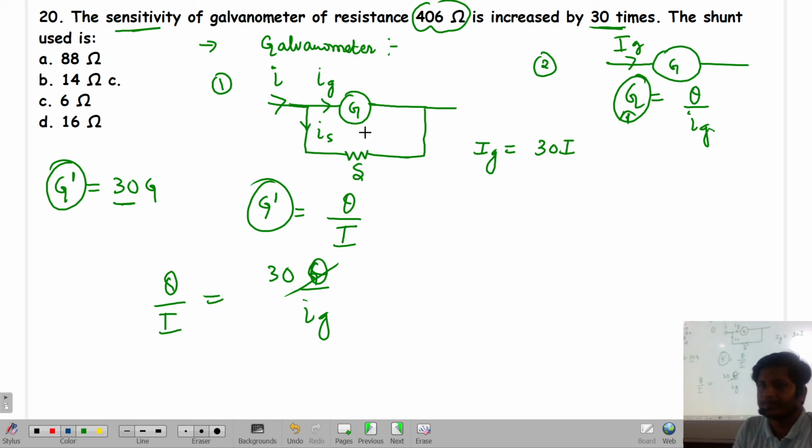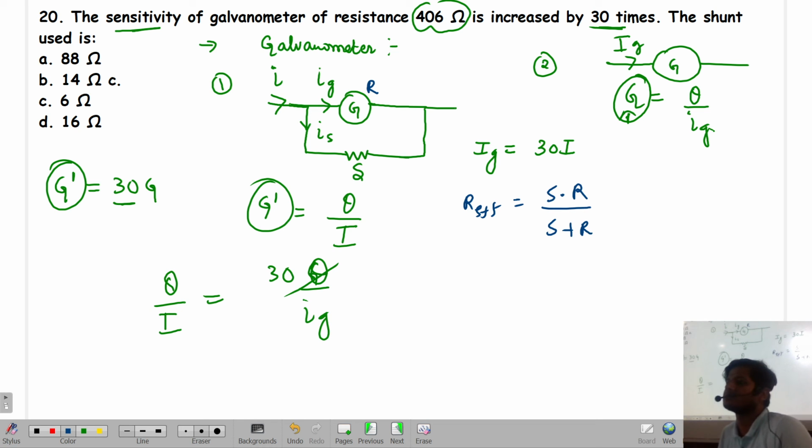Can I write I is equal to Ic plus Is or not? So for this total current, if I want to find out the value, try to understand, this galvanometer has some resistance R. So you have the formula now. R effective will be what? It will be the shunt resistance S into the galvanometer resistance R, divided by S plus R. Yes or no?